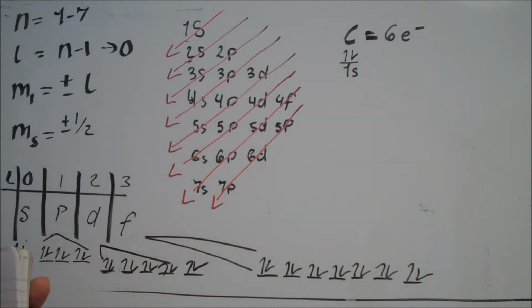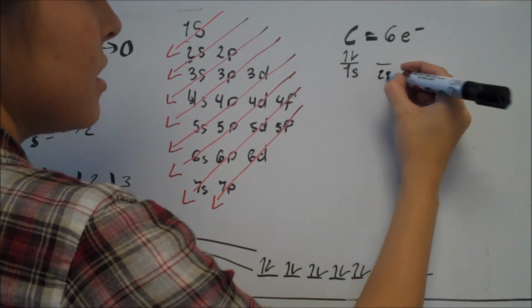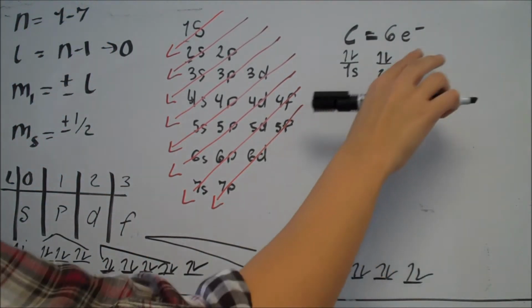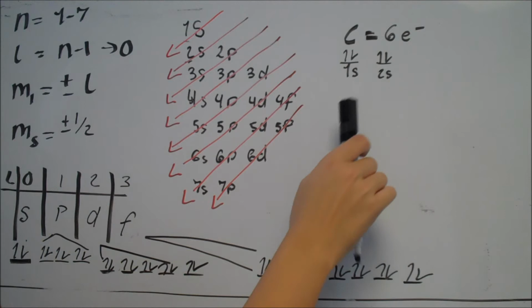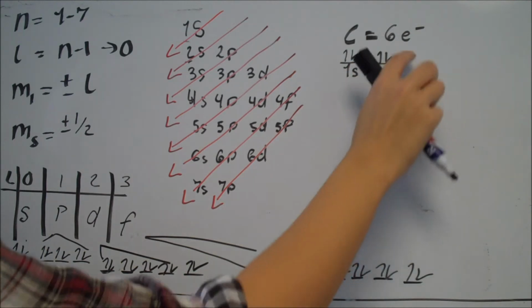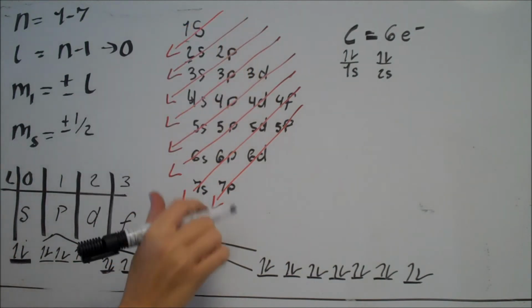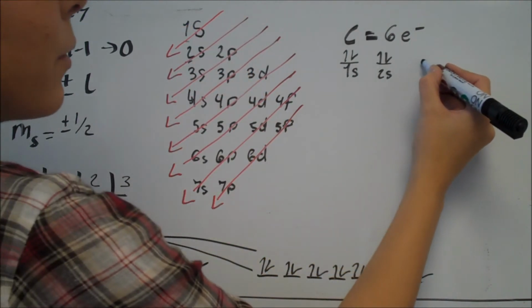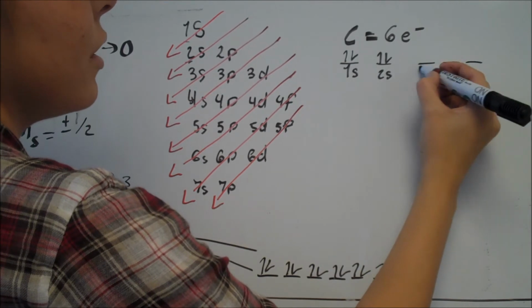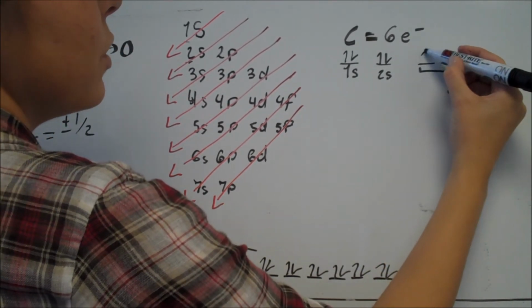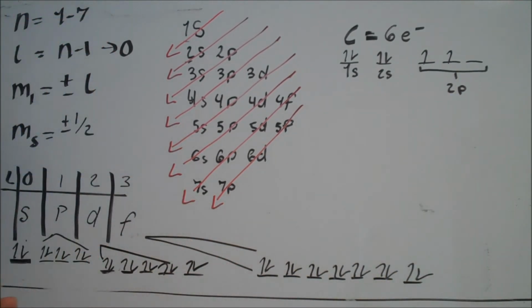What's next, guys? That's right, 2s. And we can put 2 electrons there. And what do we have left? After using these 4, we only have 2 left in our carbon. So the next orbital would be our 2p. So 1, 2, and 3. This is all our 2p. So we just put 1 and 1. Okay, so that's our orbital.